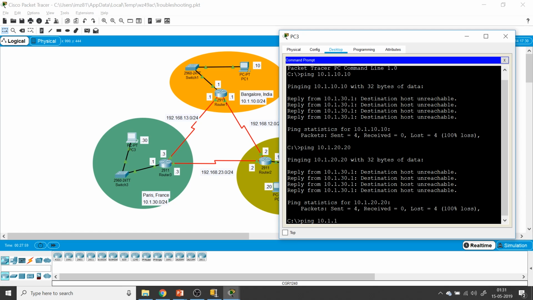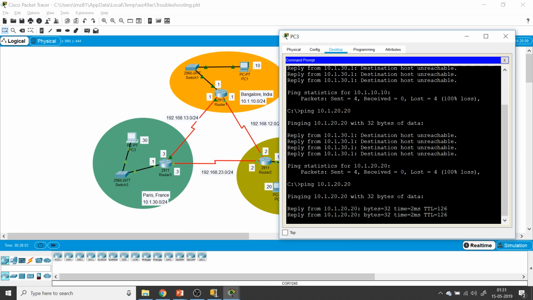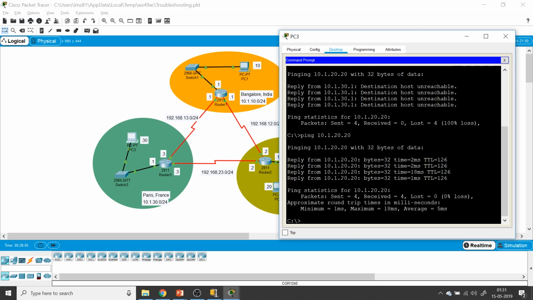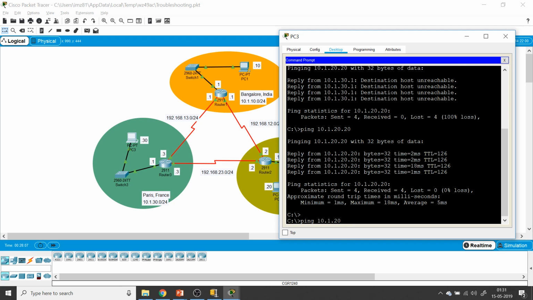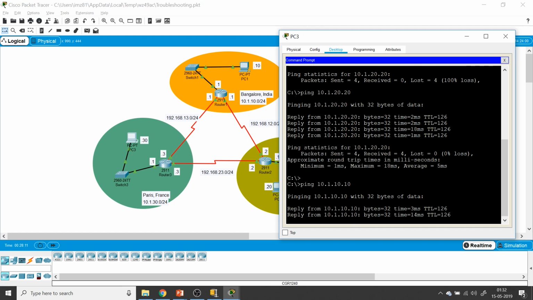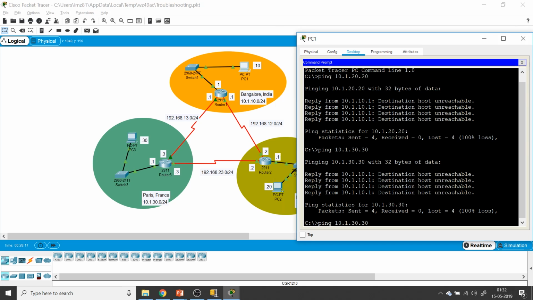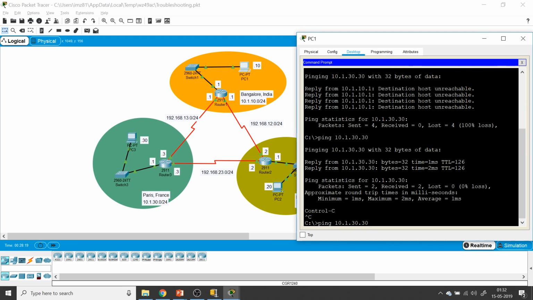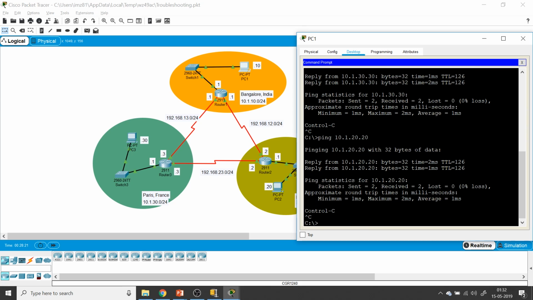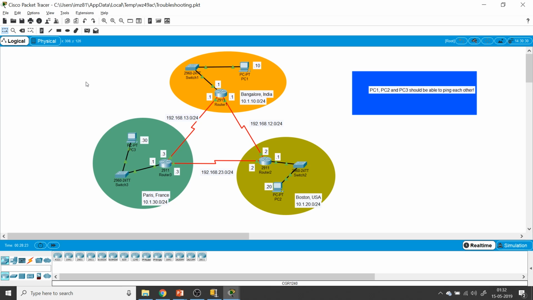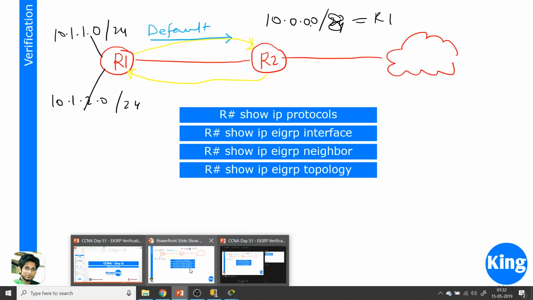Ping 10.1.20.20, that's pinging. And of course 10.10 should work now, and that's also perfect, right? So I think now all the three devices should be pinging each other. So let's do the same thing here, 30.30, 20.20, it is pinging, right? So this is very, very simple. Let's go back to our slides.